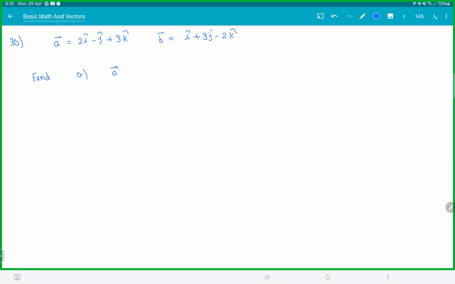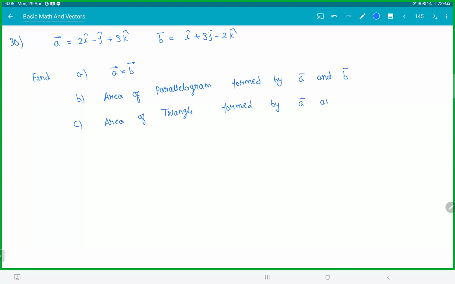Find, first thing, a cross b, straightforward. Second, area of the parallelogram. Best part is multiple questions, but all of them the answer is the same, something of that sort. Area of the parallelogram formed by a bar and b bar. Third, area of the triangle formed by a bar and b bar. Find a cross a minus 2b bar. Xa bar plus yb bar dot a cross b bar. X and y are constants.